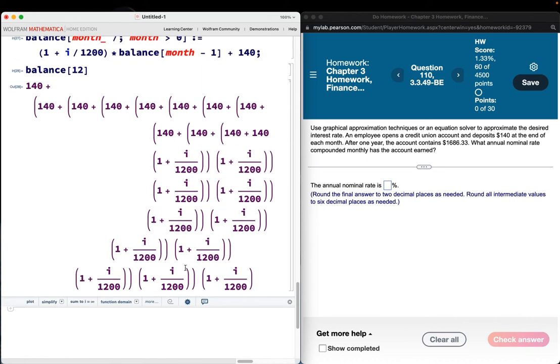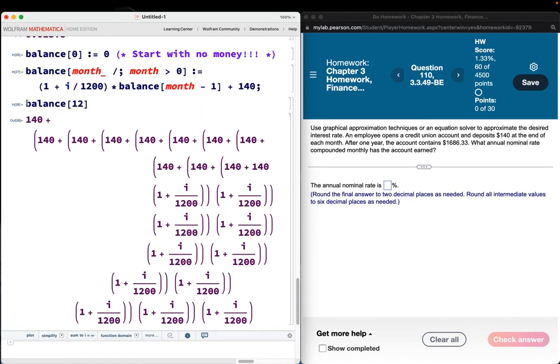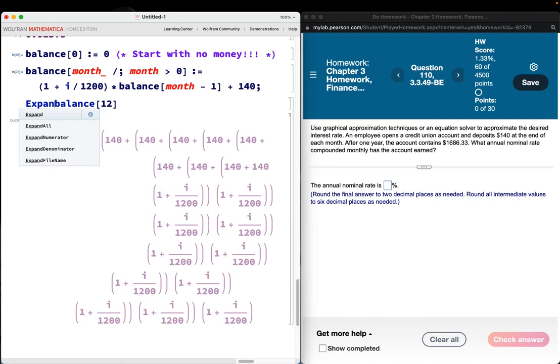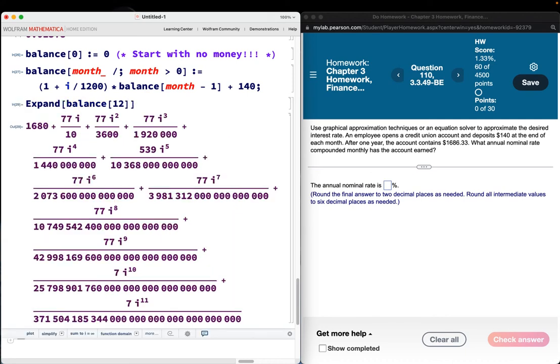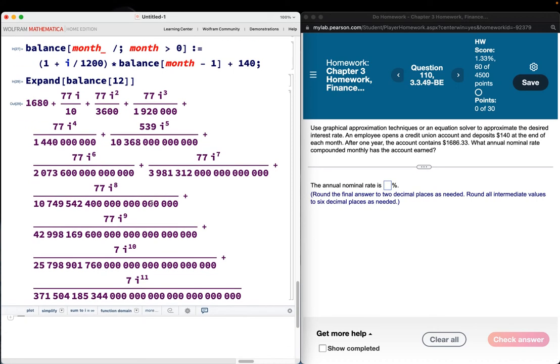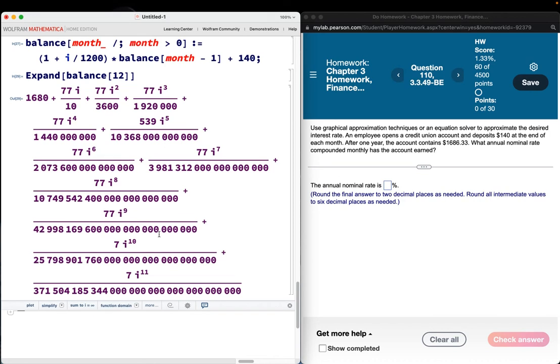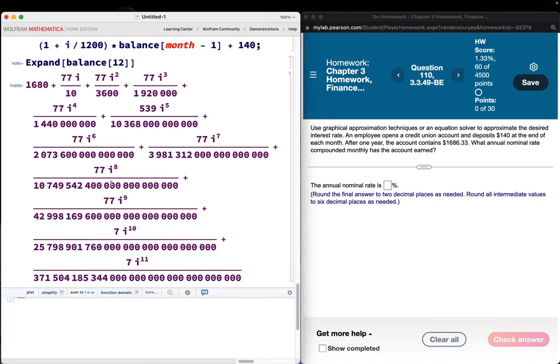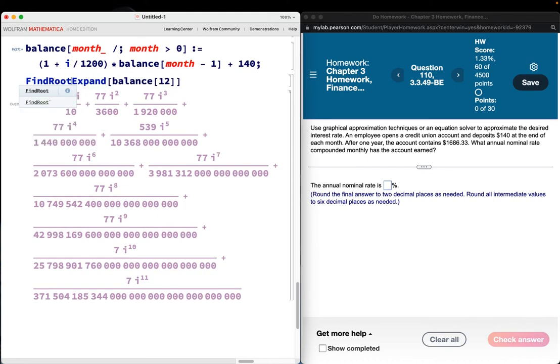So it's a really complicated algebraic expression. Let's simplify it. Expand. Okay, it's pretty messy. But using Mathematica, you can solve this equation. So what we're going to do, rather than using solve, I'm not going to use solve. I'm going to use find root, because solve may not give me what I really want.